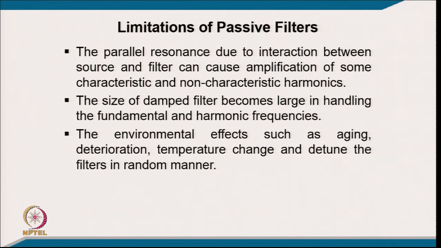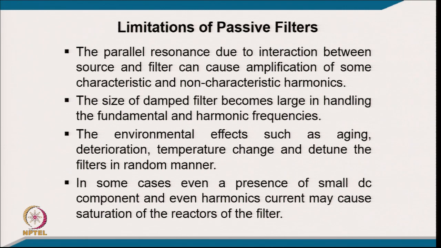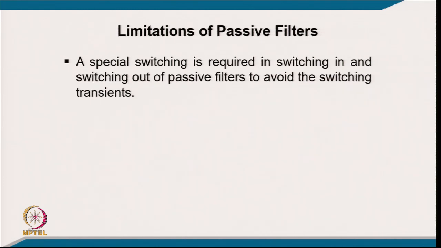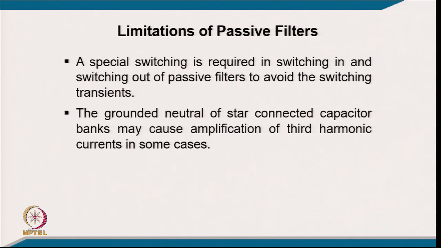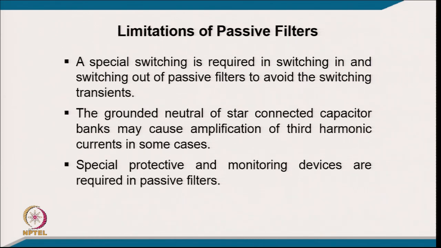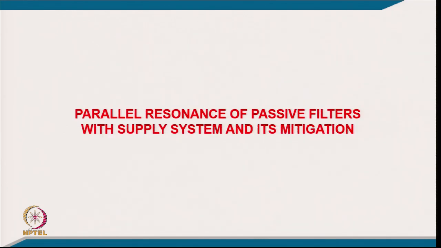Environmental effects such as aging, deterioration and temperature change detune the filters in a random manner, and in some cases even the presence of a small DC component and harmonic currents may cause saturation of the reactors of the filter. Special switching is required in switching in and switching out of the passive filter to avoid switching transients, because it consists of inductors and capacitors which have switching transients. The grounded neutral of a star connected capacitor bank may cause amplification of the third harmonic current in some cases, and special protective and monitoring devices are required in the passive filter also.